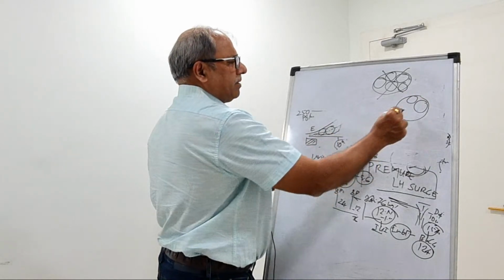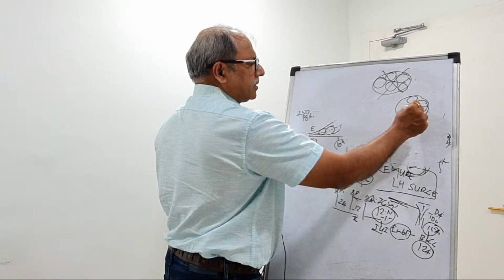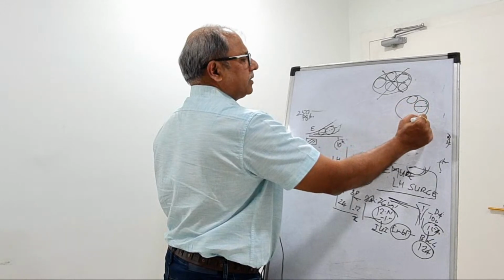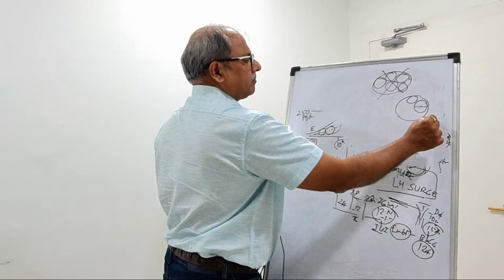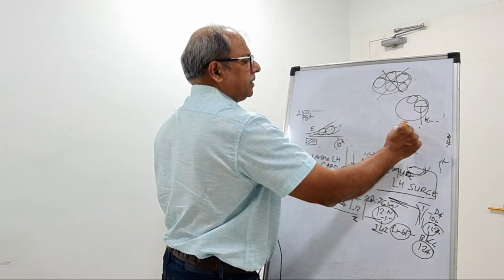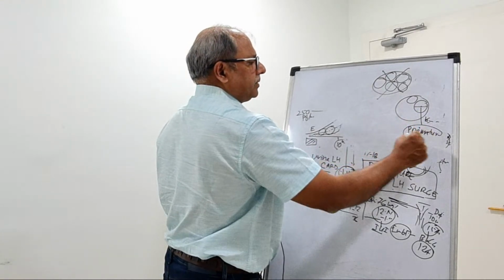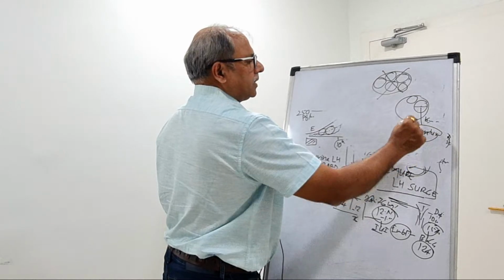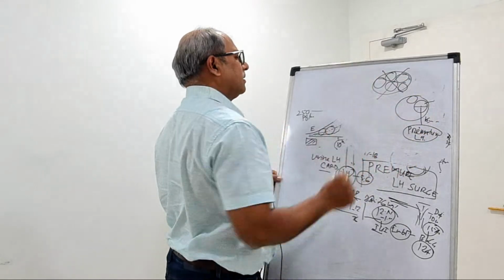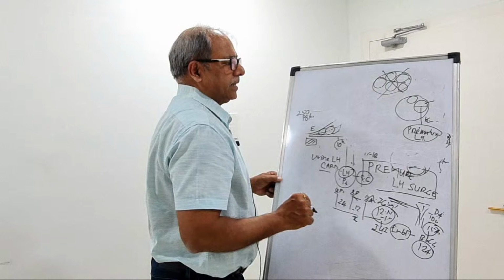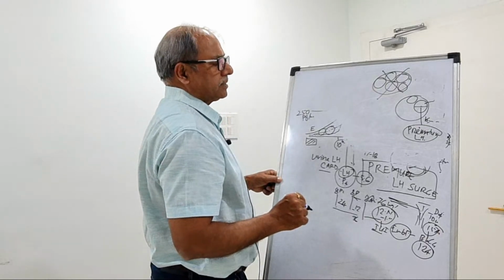Second, whenever you wait for the size to improve after 16 millimeter, think about premature LH surge. Because if this happens, then all the eggs will be in a bad situation, bad health. So the pregnancy rate will be less.